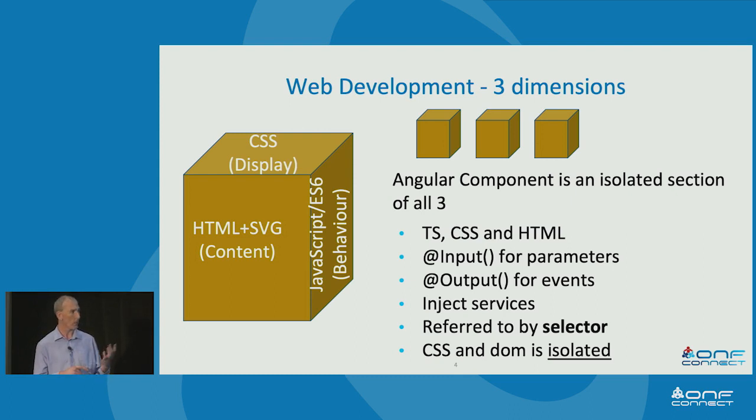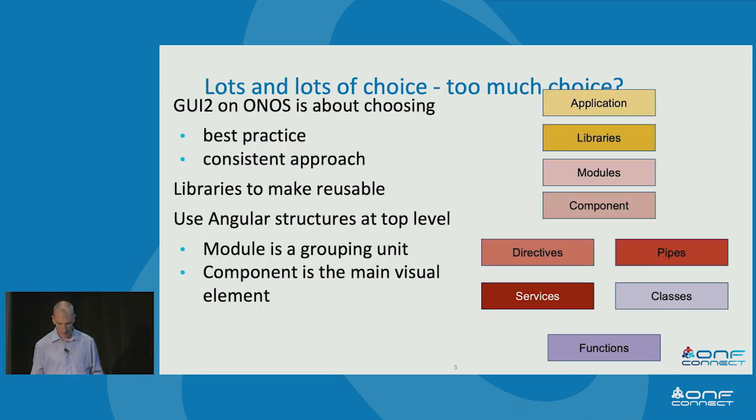and also a unit test file, which is also in TypeScript. They have formal input parameters and formal output parameters. So basically, if you click on the component, you can get it to emit an event, so you get formal output parameters as well. You can inject services into it, and you basically refer to it by its selector. We'll see an example of that later on. I have one called the ONOS icon, which is widely reused in the applications. And like I said, the CSS and the DOM of your component is isolated.